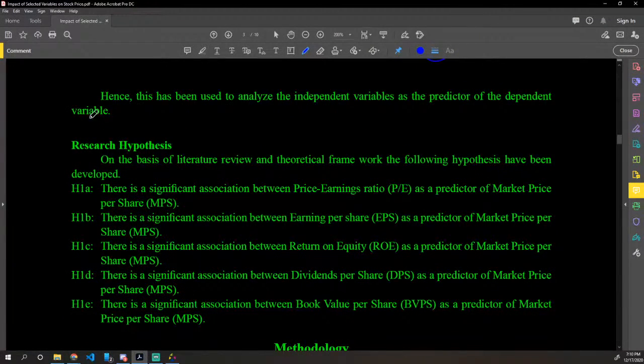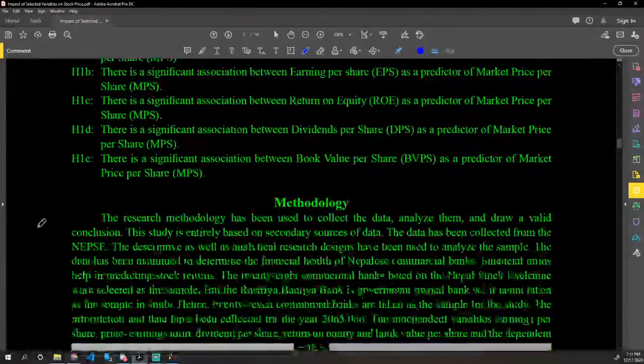Oh, research hypothesis. Okay. So on the literature review, the following hypotheses have been developed. What are these two hypotheses? There is a significant association between EPS and PE as a predictor of market price per share. Okay, so same as EPS, and so on for everything, right? So just the same thing.